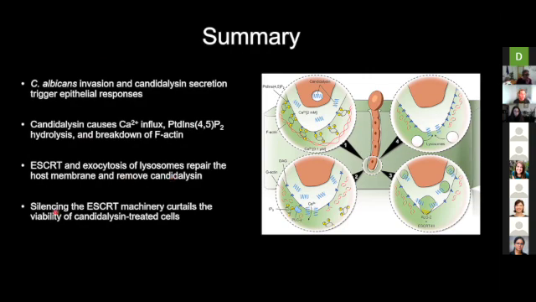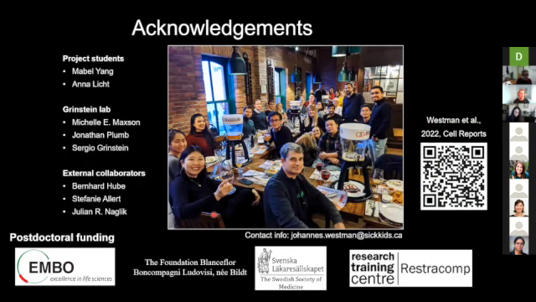And lastly, by silencing the ESCRT machinery, we shorten the viability of Candida lysin treated cells. This was, of course, a group effort, and a lot of the heavy load was done by project students, Mabel and Anna. And this, of course, we did in collaboration with a few people in the lab, including Michelle, who did a lot of work.